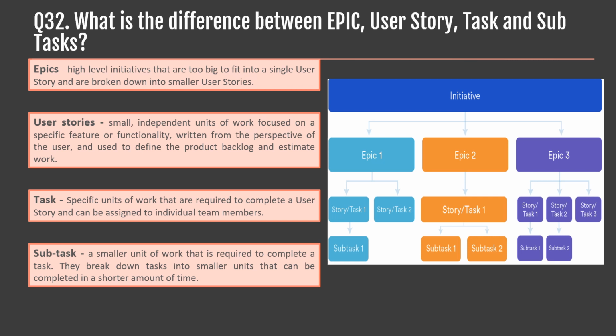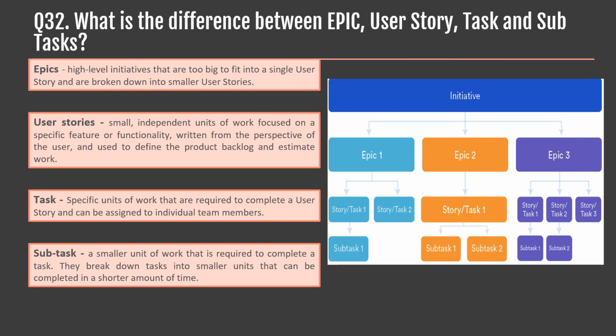Task. A task is a specific unit of work that is required to complete a user story. Tasks break down the user story into manageable units that can be assigned to individual team members. Tasks are usually more specific and concrete than user stories. Example, develop the backend API to handle adding items to the cart.